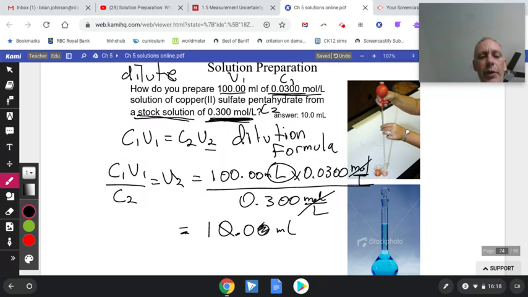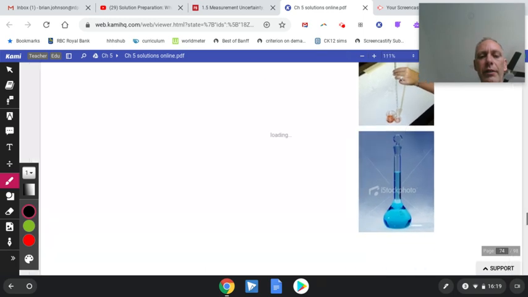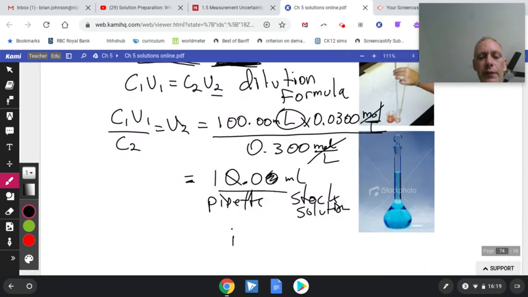Okay, so to build this solution, you're going to need to pipette 10 milliliters of stock solution into a 100 mL volumetric flask. So pipette 10 mL of stock solution into a 100 mL volumetric flask right there. Ugh, I need to get smaller files.